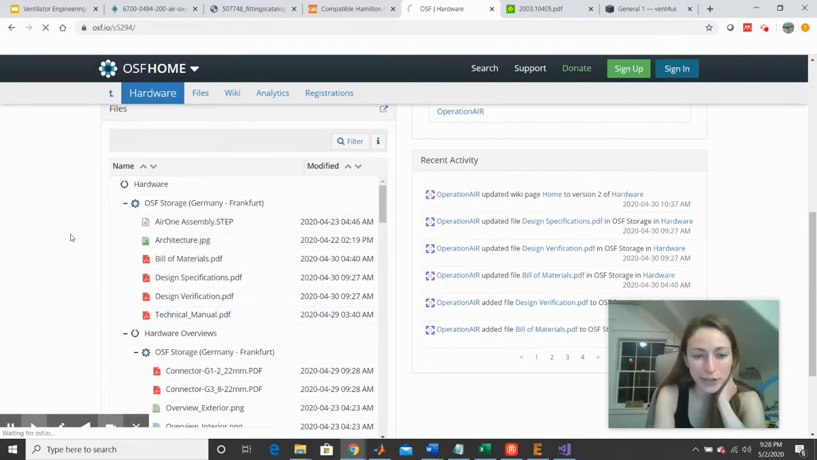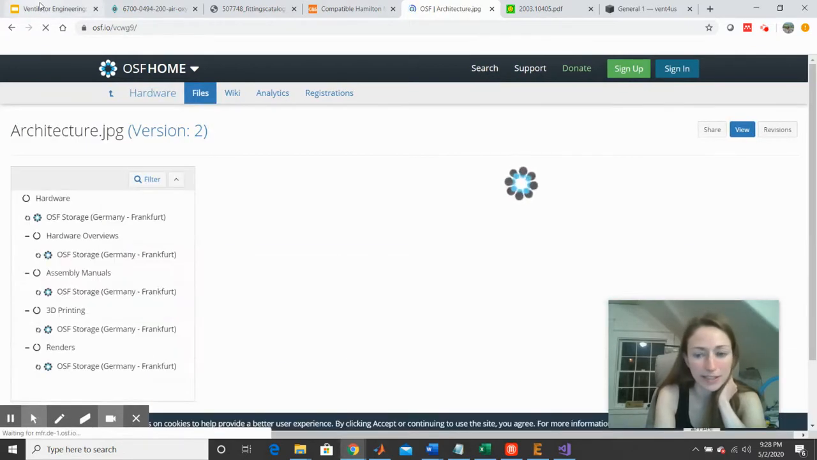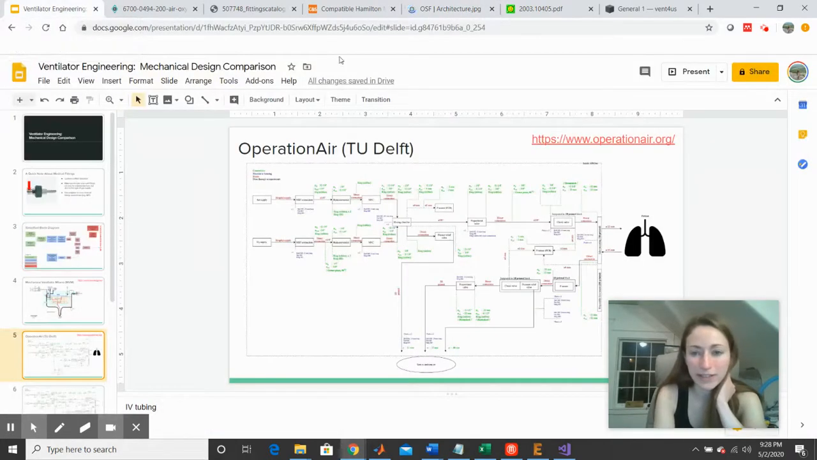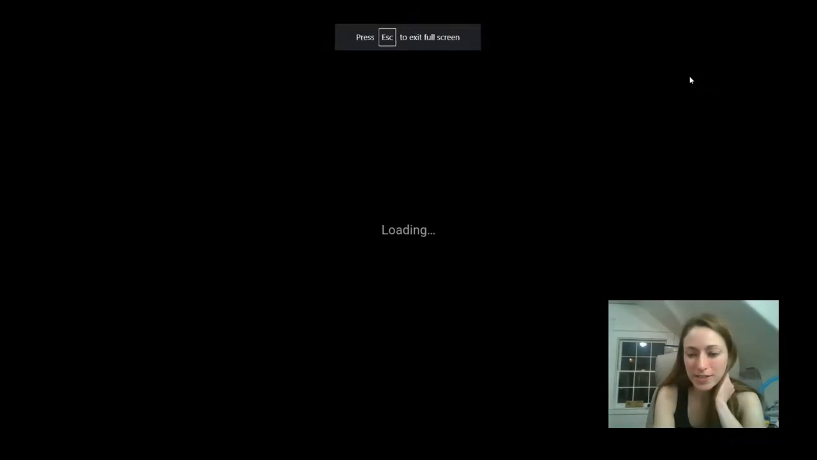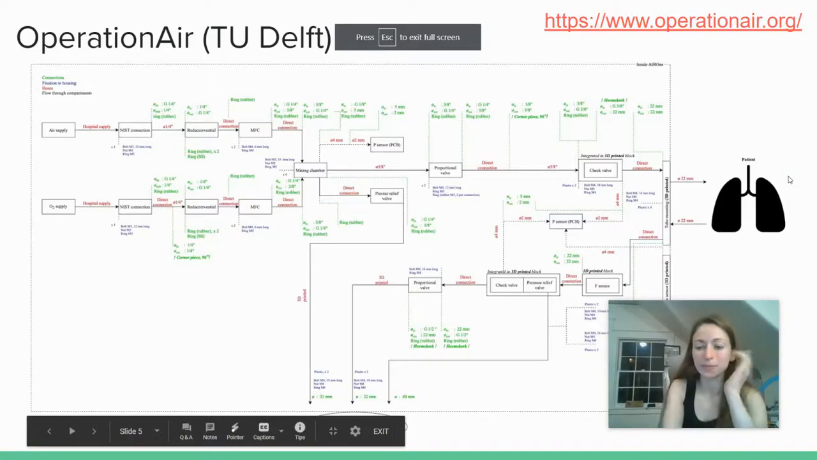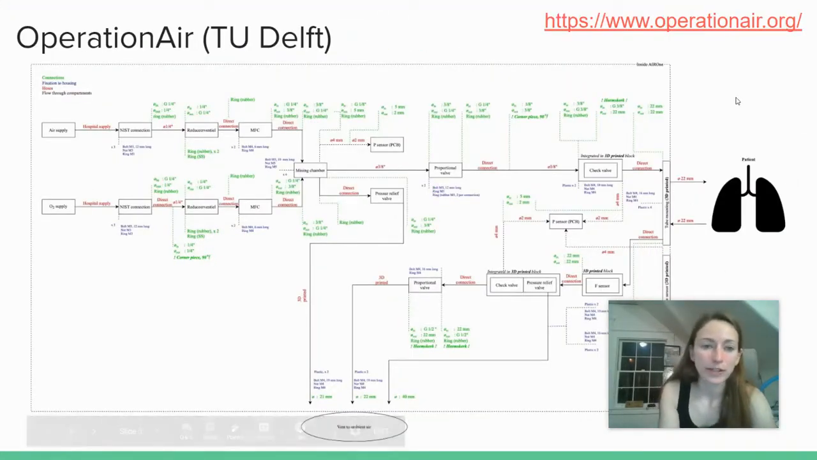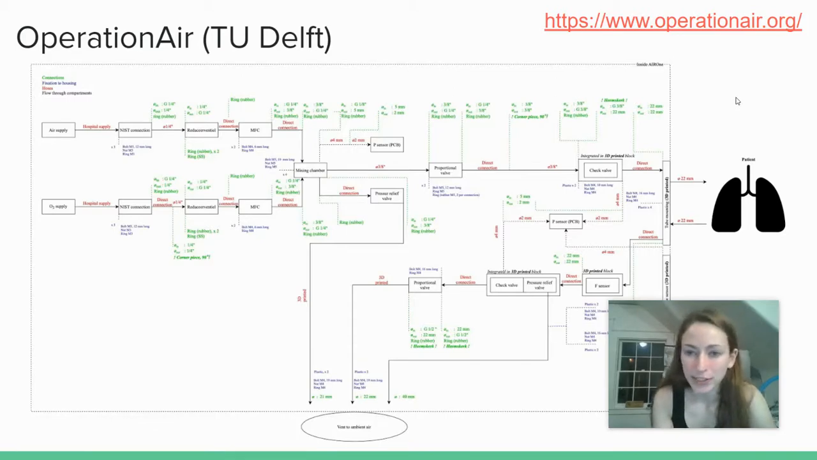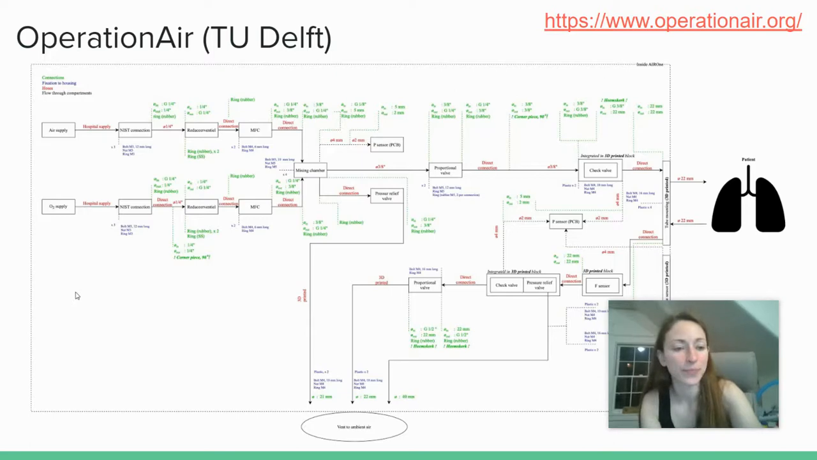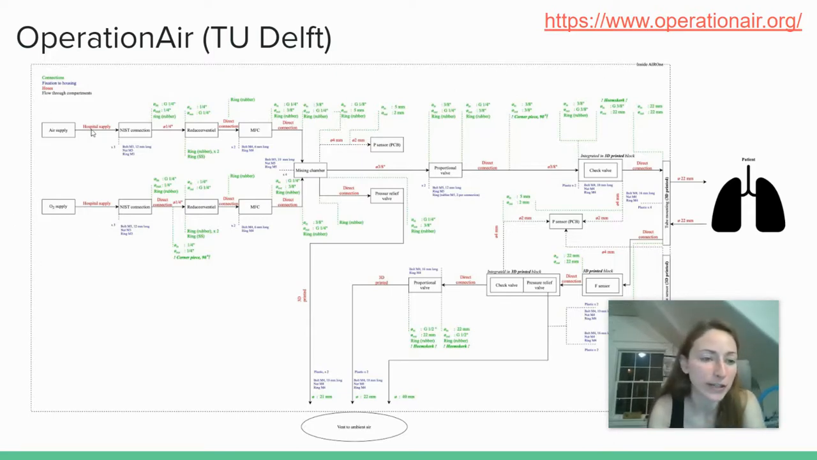And the architecture is where I find this schematic. I'm actually going to look at it here in the slide so that we can zoom in on the next slide a little bit. Okay, so let's try to orient ourselves as we did before. I'll go a little more rapidly through this design. But here on the left, we have the air supply and the O2 supply.